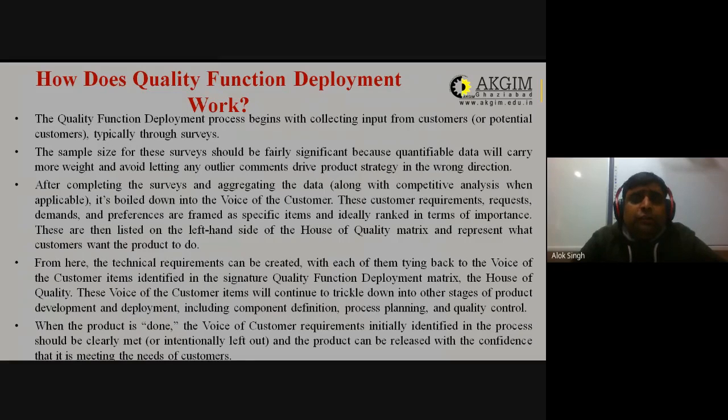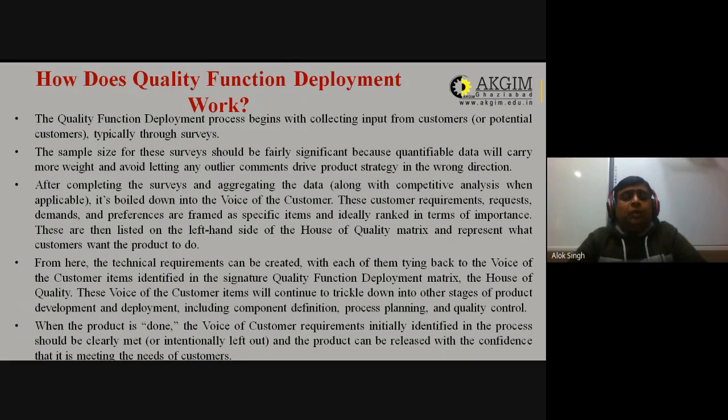So how does QFD, quality function deployment, work? Okay, so the quality function deployment process begins with collecting input from customers or potential customers, typically through surveys. So you will conduct data collection through market research companies, or through some external consultant, or through your internal teams. Okay, and you will collect data from your customers, or prospective customers in case you have designed only new products. So in that case you may look for your prospective customers also.